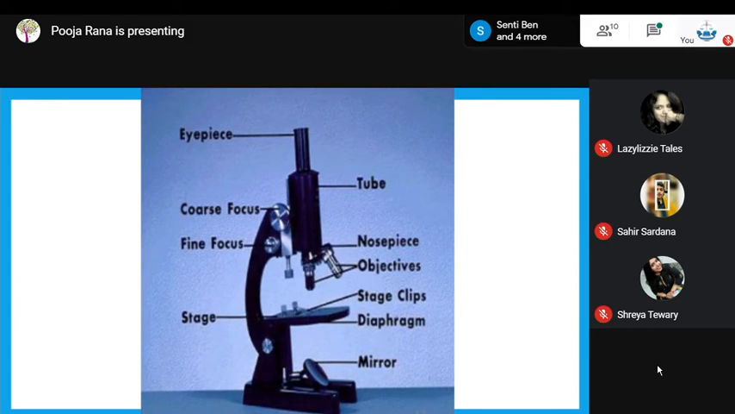All right. Now, next is the frame. So the complete optical arrangement is conventionally fixed to a rigid arm, which is further joined to a strong U-shaped foot, which provides the required rigidity. And the viewing angle can be adjusted using the arm angle. The arm is the C-shaped structure which is connecting the stage to the lens arrangement, and by which you hold the microscope, right?